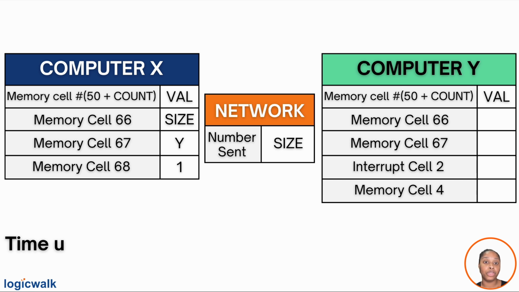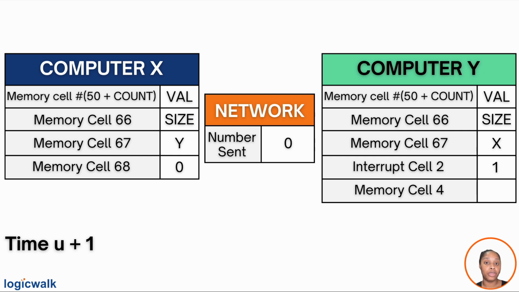Then at the next time u plus 1, cell 68 in computer X is turned off by the network device. The network device resets number sent to 0. Computer Y's program counter is at some location PC. Memory cell 66 on computer Y holds size, the data size of the received message. And memory cell 67 contains X, the ID of the sender, and interrupt cell 2 is turned on.